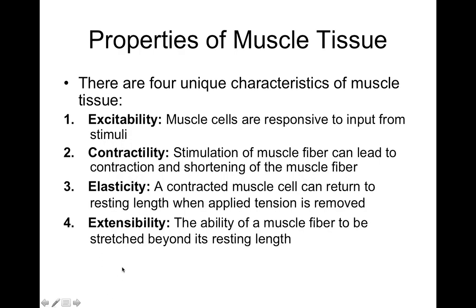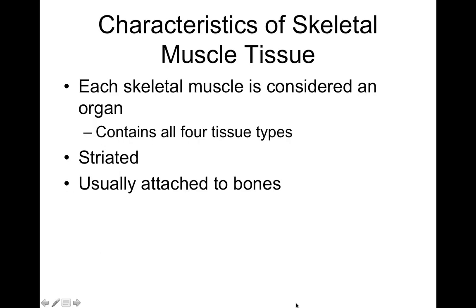Now we know that muscles need to be elastic in the sense that they can recoil back to a resting shape. If you flex your arm, you don't have to physically pull your arm back into a resting position, right? It can just sort of relax back into rest. And part of that is due to the fact that muscles are elastic, and extensible just means stretchability. So we're going to talk about the characteristics of skeletal muscle tissue first, and then get into cardiac versus smooth muscle later.